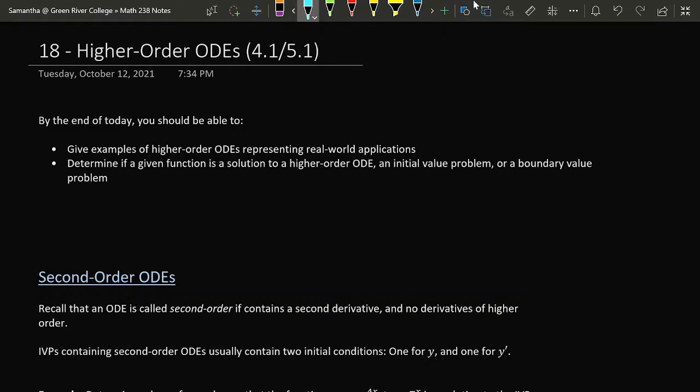So by the end of today, let's give some examples of higher order ODEs representing some real-world applications. And then let's do some work practicing determining whether a given function is a solution to a higher order ODE.